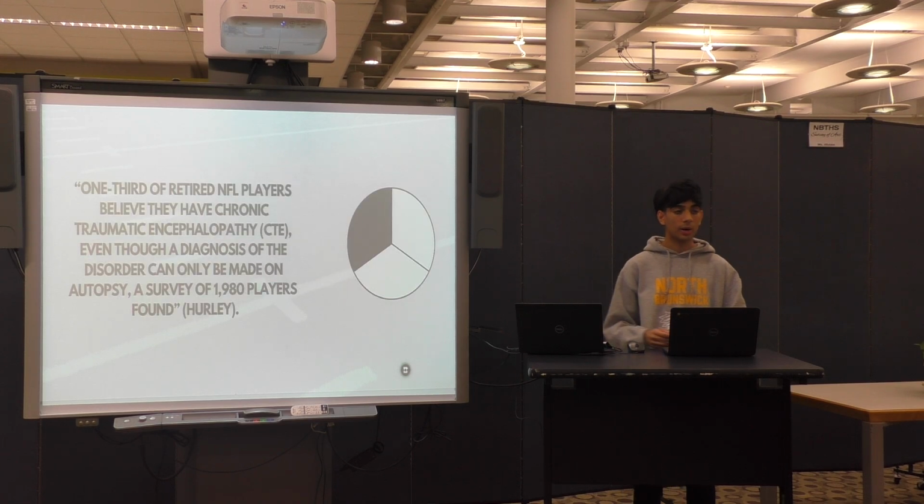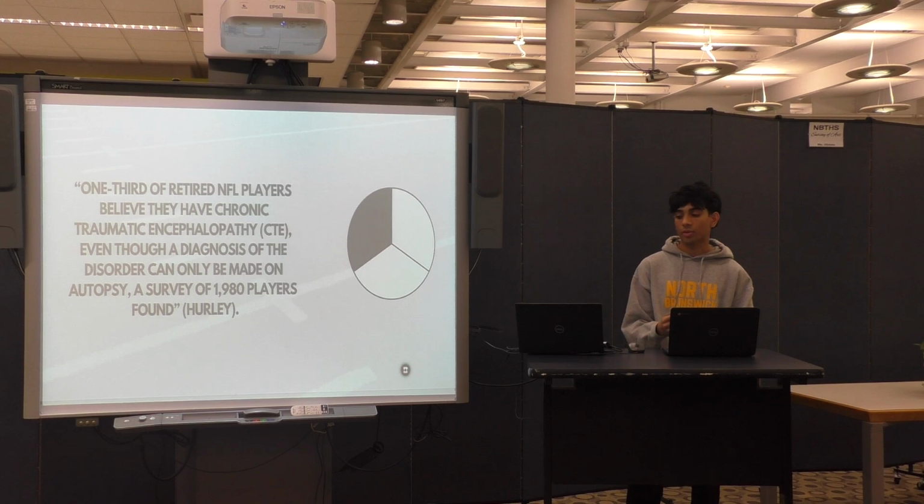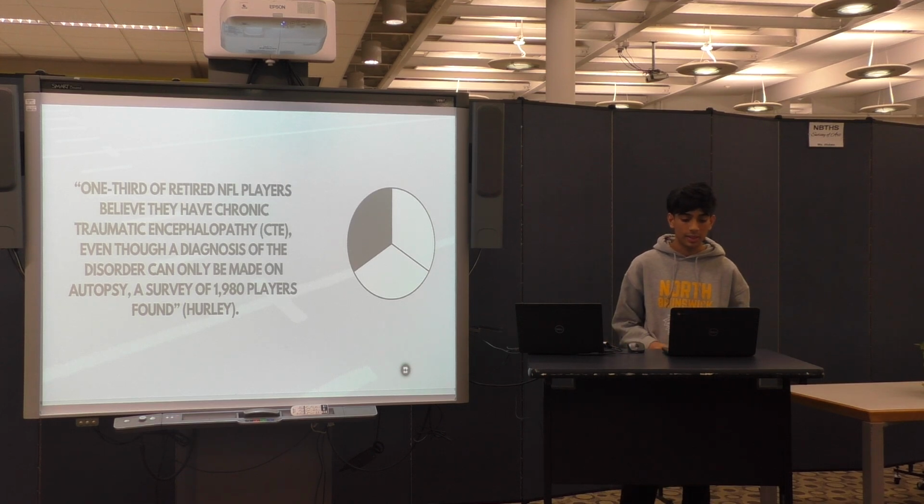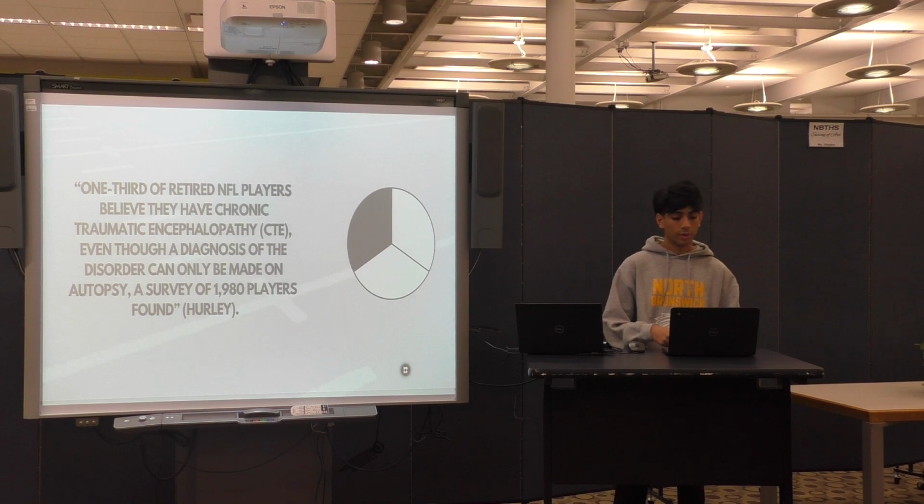So I want to speak about concussions more. A third of retired NFL players believe they have chronic CTE, even though a diagnosis of the disorder can only be made on autopsy. A survey of 1,980 players found this. So that means a lot of players who have had concussions in their past believe that they do have CTE. And what CTE does is lead to behavioral problems, and it results from repeated concussions throughout history.